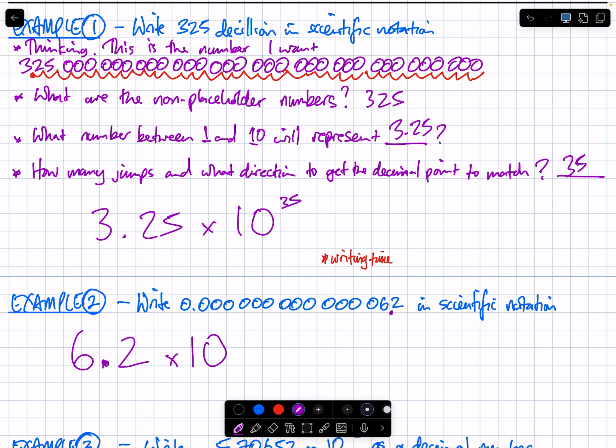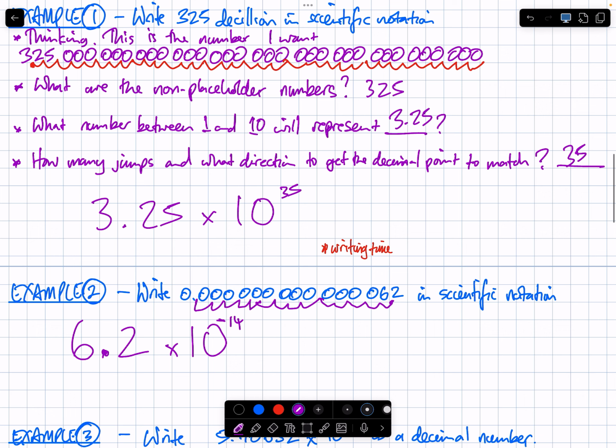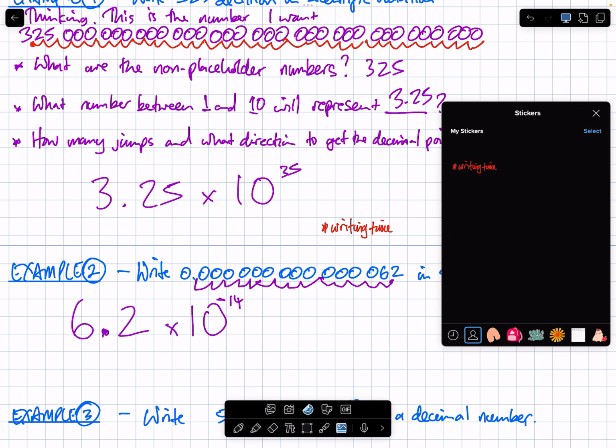So I need to jump 1, 2, 3, 4, 5, 6, 7, 8, 9, 10, 11, 12, 13, 14. Is that right, just writing 14? What sign should it be? Negative, because I jumped to the left. Get that example down, please.